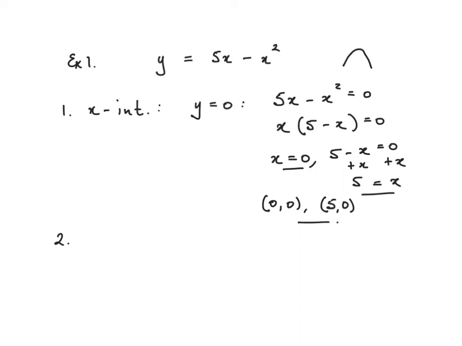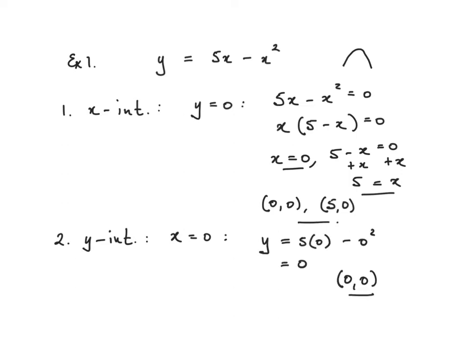Second thing to do is to work out the y-intercept. There's always a y-intercept and always just one y-intercept. And the y-intercept occurs when x equals 0. Now if we put x equals 0 in here, y equals 5 times 0 minus 0 squared. Now 0 times anything is 0, we just have 0, 0. Don't be surprised that we have an x-intercept at 0, 0 and a y-intercept at 0, 0. You'll see how that fits together.